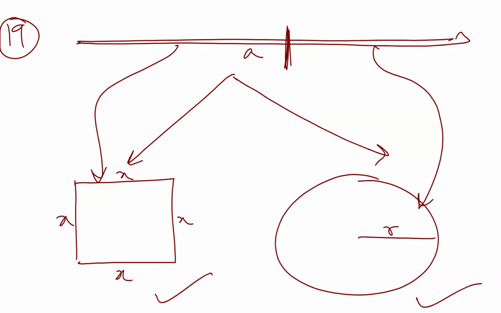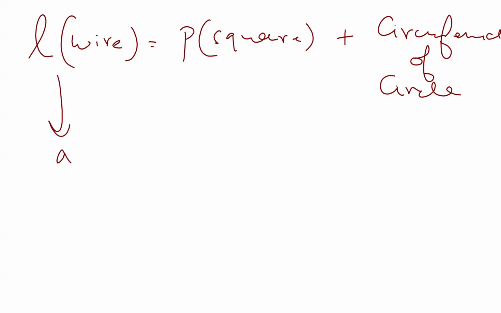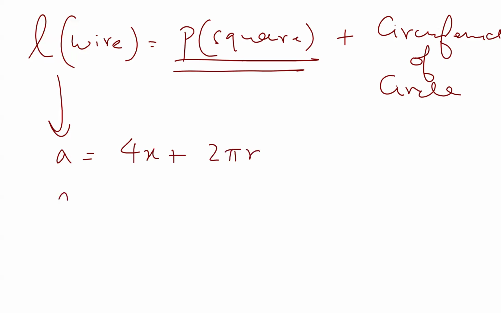Yeah. So I'll just write down: length of wire is equal to perimeter of square plus circumference of circle. Okay. Now length of wire is A, perimeter of the square is 4x, circumference of the circle is 2 pi r. So A is equal to 4x plus 2 pi r.